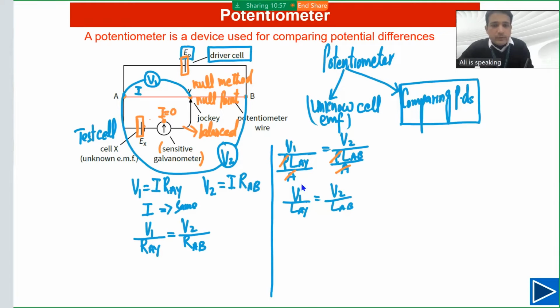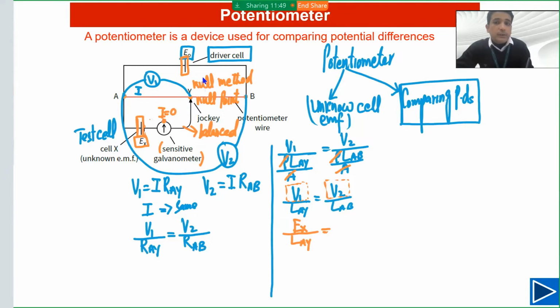Now if I look at V1, this is V1, and this one is V2. This is the main point you need to understand. Can I say V1 is equal to E_X? Because the potential difference between these two points is the same as the potential difference across the terminals of this power supply, meaning the EMF of the power supply, not the terminal potential difference. Even though it has internal resistance, it has no effect because no current is passing through this cell. So this is the EMF of the cell. It means the EMF of this cell is equal to the potential difference between A and Y. So I can replace V1 with E_X, divided by L_AY.